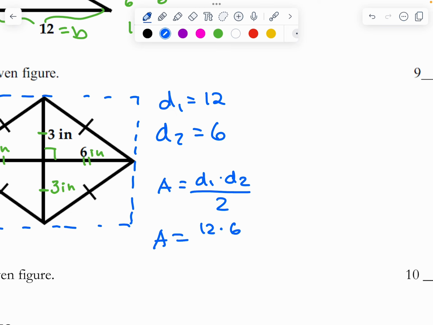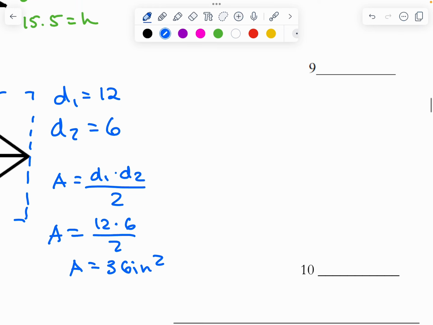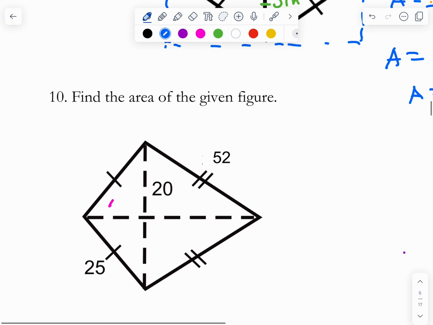Area is 12 times 6 divided by 2, which should give you 36 inches squared. And that should be your answer, 36 inches squared. Right, nothing too bad so far. One more. And this one is the exact same concept as a rhombus.